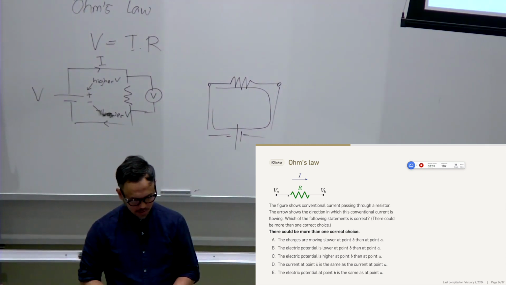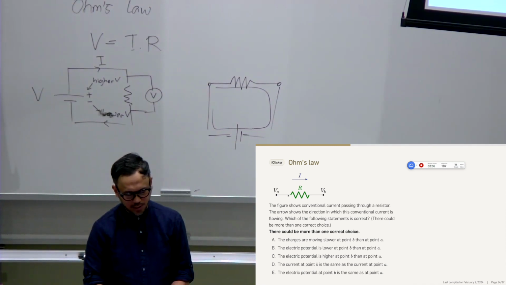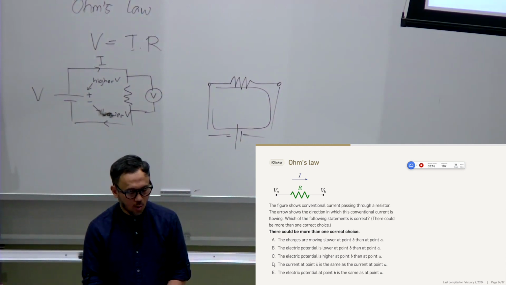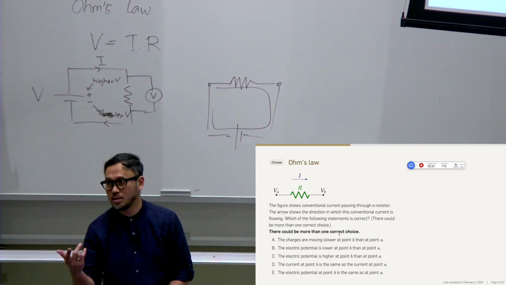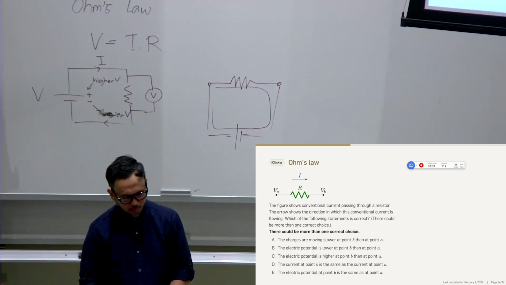Good. B, the electric potential is lower at point B than point A. Yeah, so B is one of the answers, or could be the only answer. Okay, so on the exam, if I say there could be more than one correct choice, it doesn't mean that there will be more than one. Okay. Next is the electric potential is higher at point B than point A. That's not the answer.